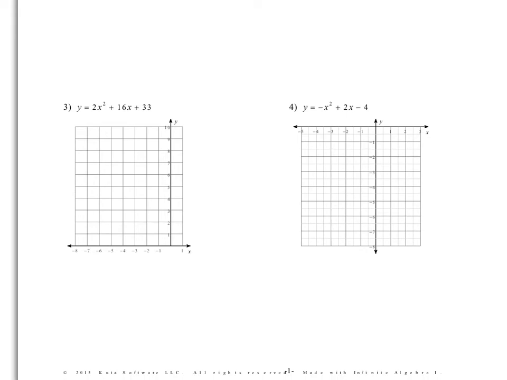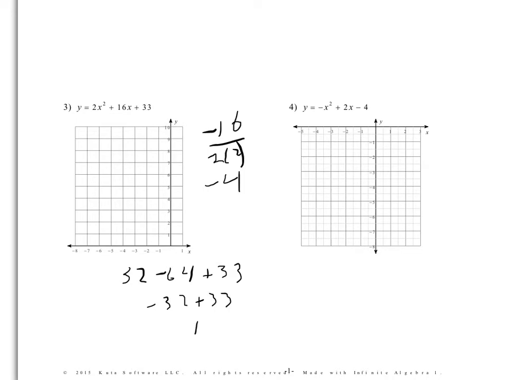Same kind of deal. We should get negative 16 over... Now a is not 1, it's 2, so it's 2 divided by 2. So I should get negative 4. Okay, plug negative 4 in. I should get 32 minus 64 plus 33. Okay, negative 32 plus 33 is 1. So I'm at negative 4, positive 1.